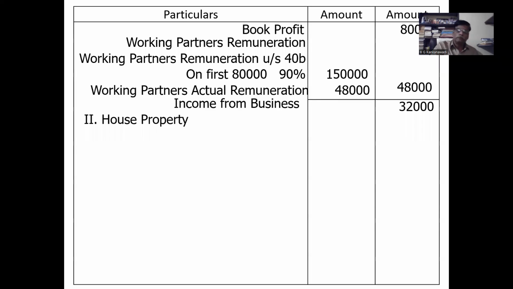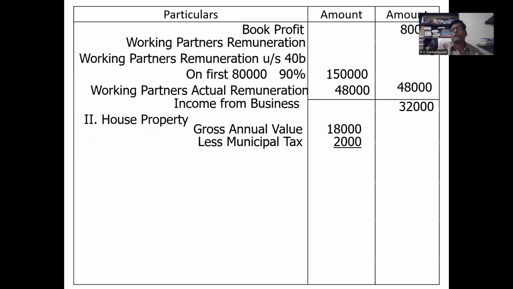House property. First you take gross annual value. Gross annual value means rental value given in the problem. Gross annual value is 18,000. Less municipal tax paid. Municipal tax paid is 2,000, you deduct. 16,000. 16,000 is called as annual value.